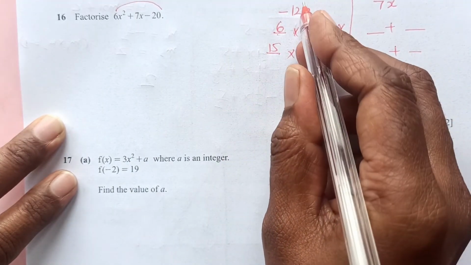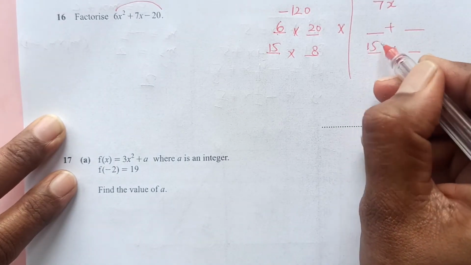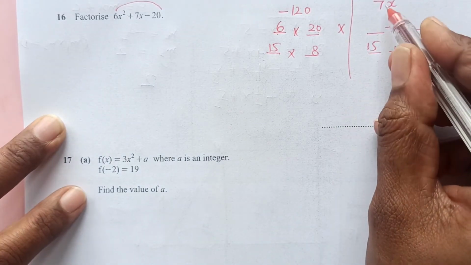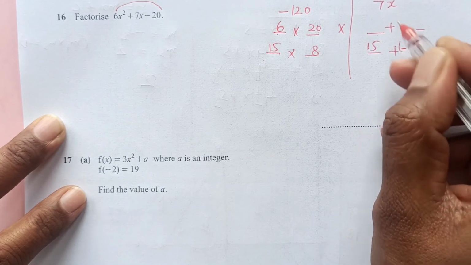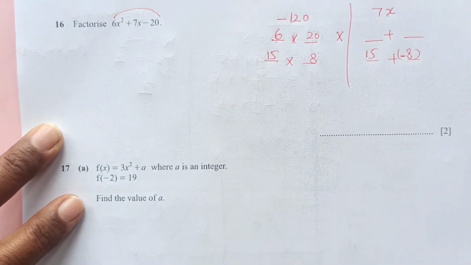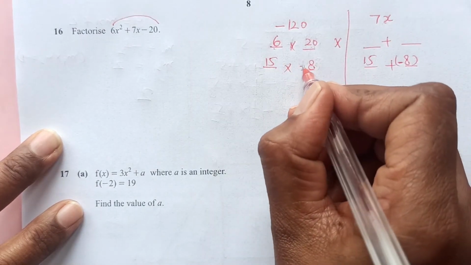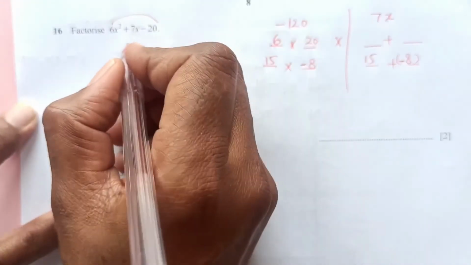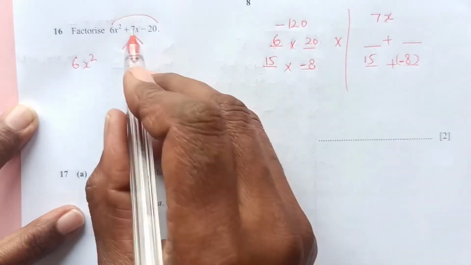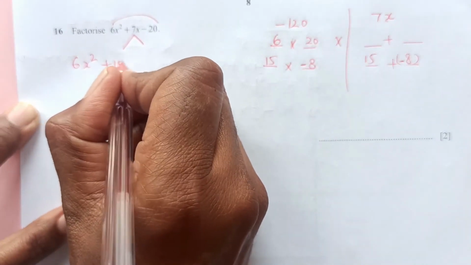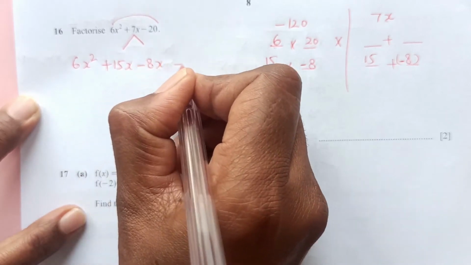15 times 8 is 120, and 15 minus 8 is 7. So 8 can be negative because we are looking for positive 7x, right? So yeah, then you multiply, this is 120. So we can replace this 7x in 6x squared by positive 15x minus 8x minus 20.